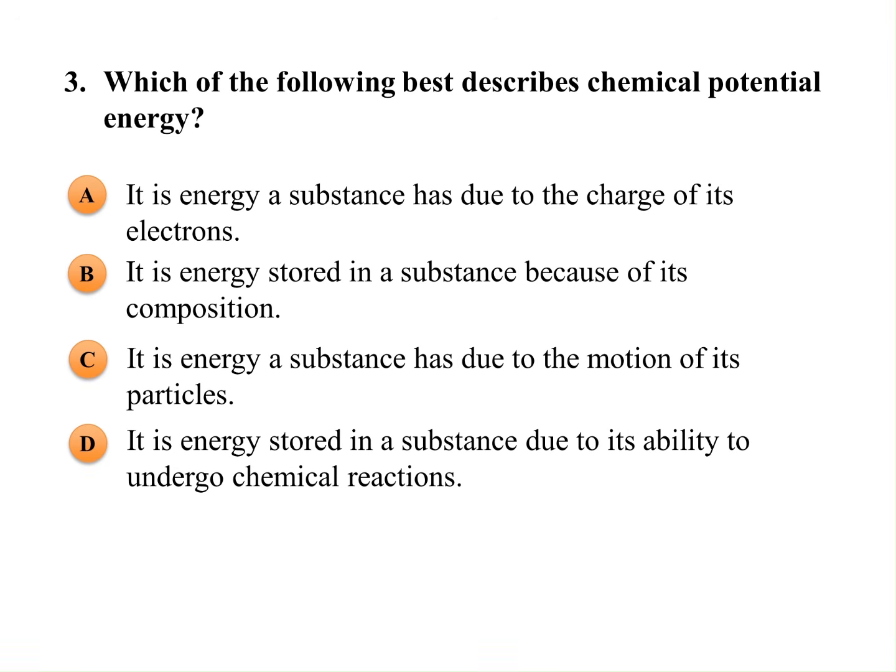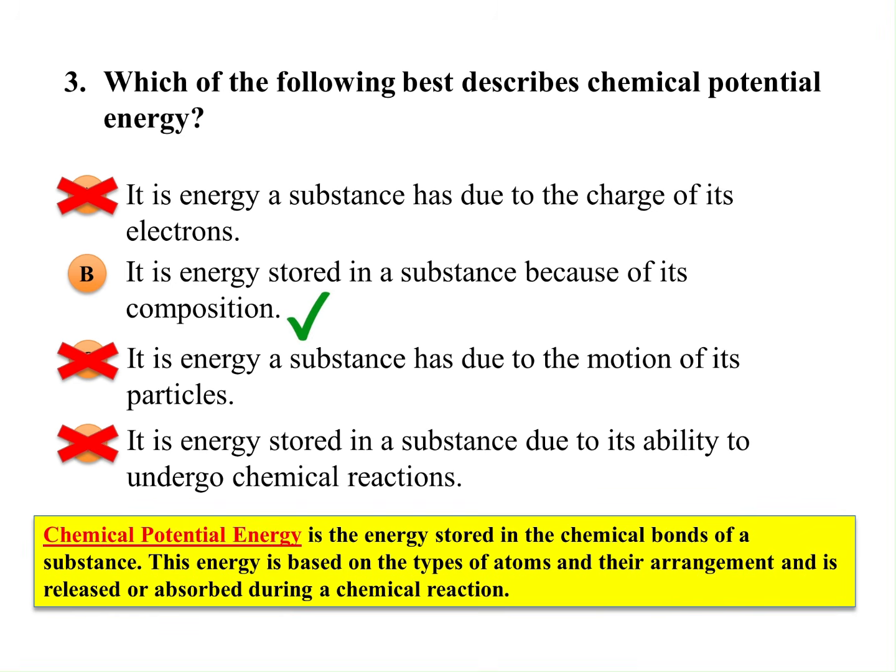Which of the following best describes chemical potential energy? The correct answer is B. And the chemical potential energy depends on the types of atoms and their arrangement.